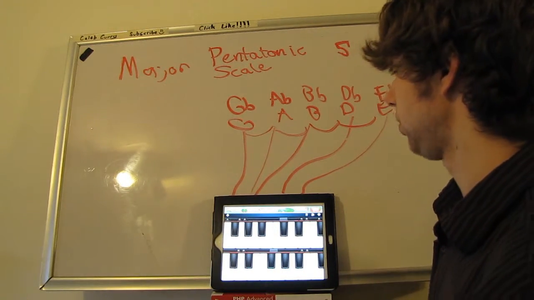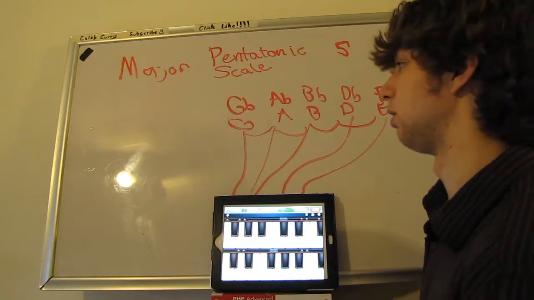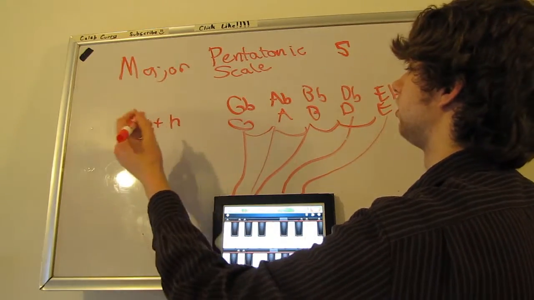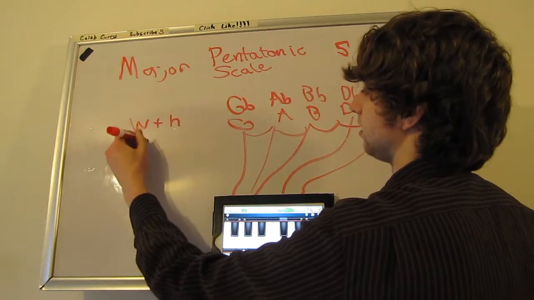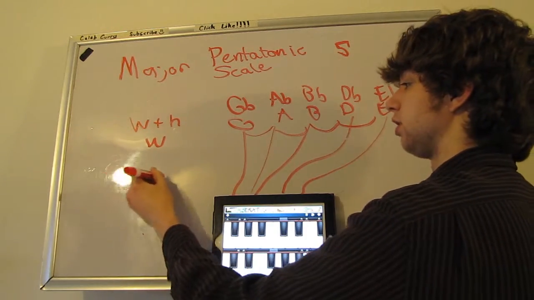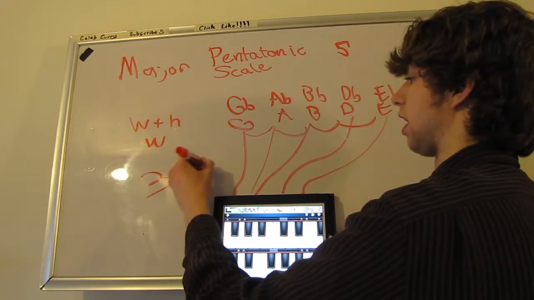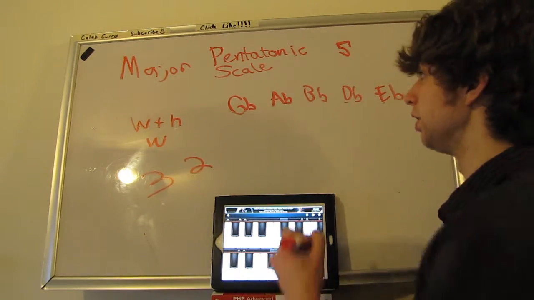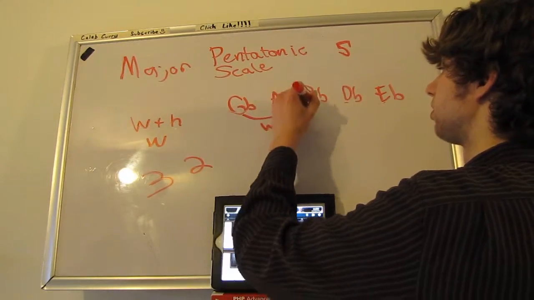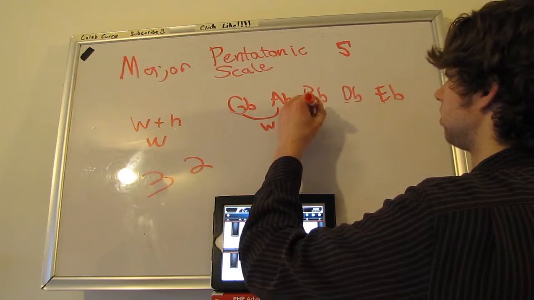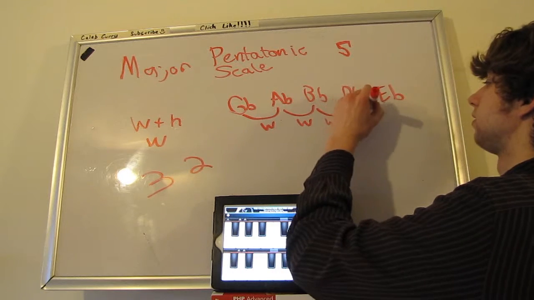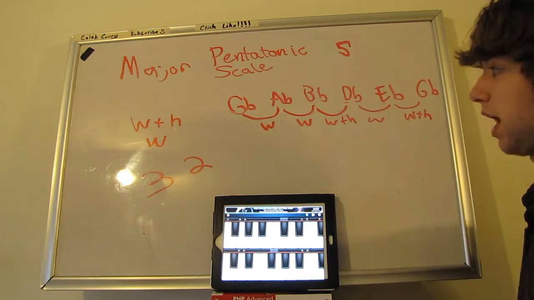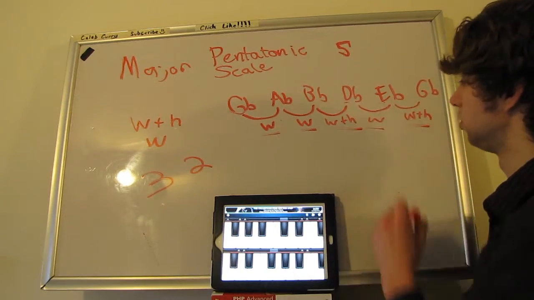What are the steps? Well, these pentatonic scales we'll be talking about always consist of a whole plus a half step, and whole steps. So we either have 3 half steps or 2 half steps, 3 semitones or 2 semitones. So the intervals here are whole, whole, whole plus half, whole, and then back to the beginning, we have whole plus half. So here's the pattern: whole, whole, whole plus half, whole, whole plus half.